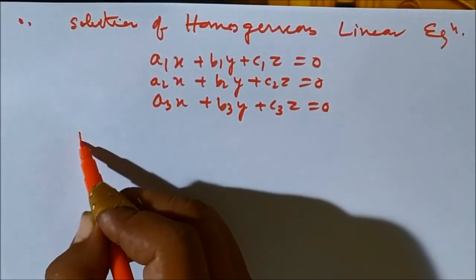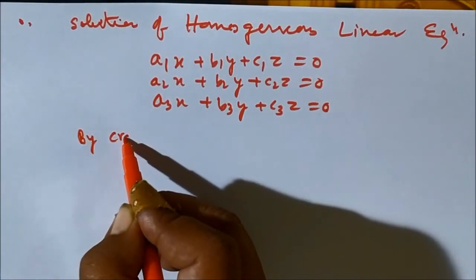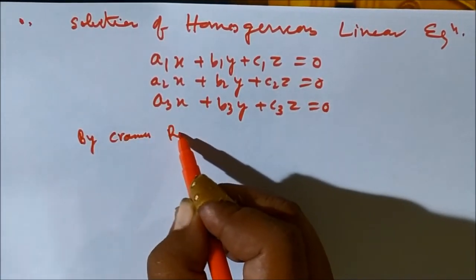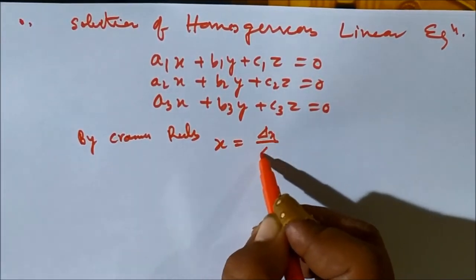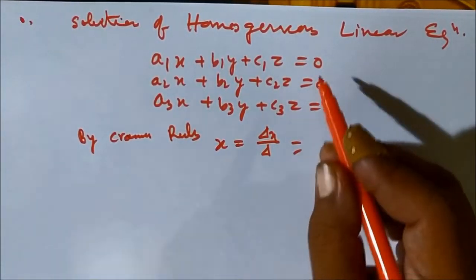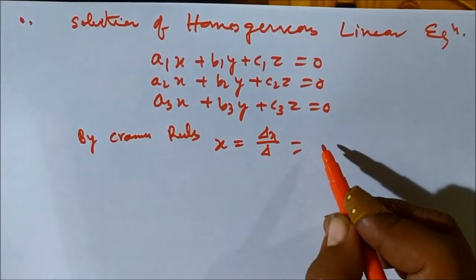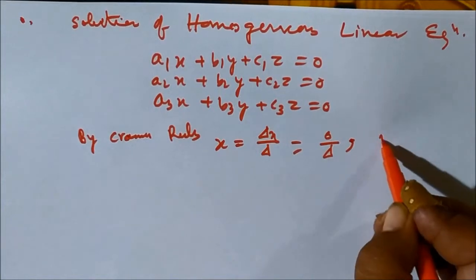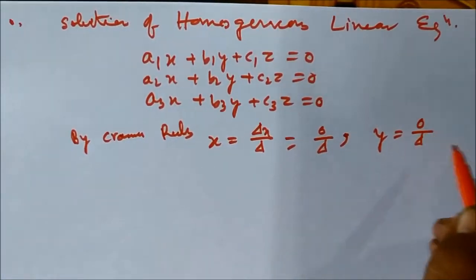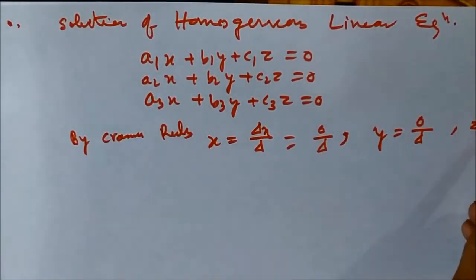By Cramer's rule, x equals delta x by delta. Here d1, d2, d3 are all 0, so 0 by delta, and similarly y equals 0 by delta, and z equals 0 by delta.